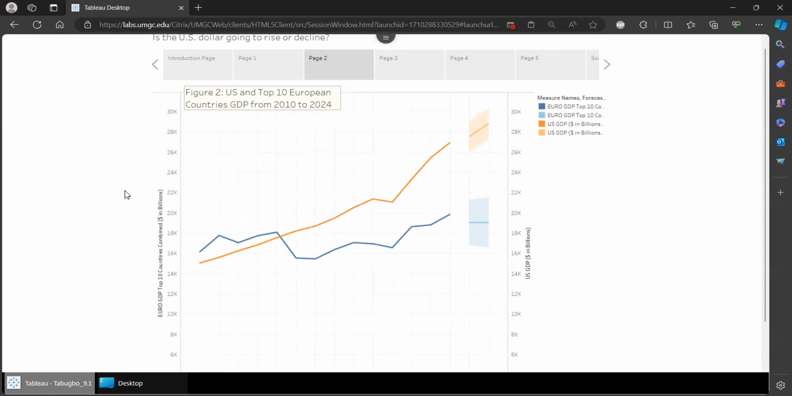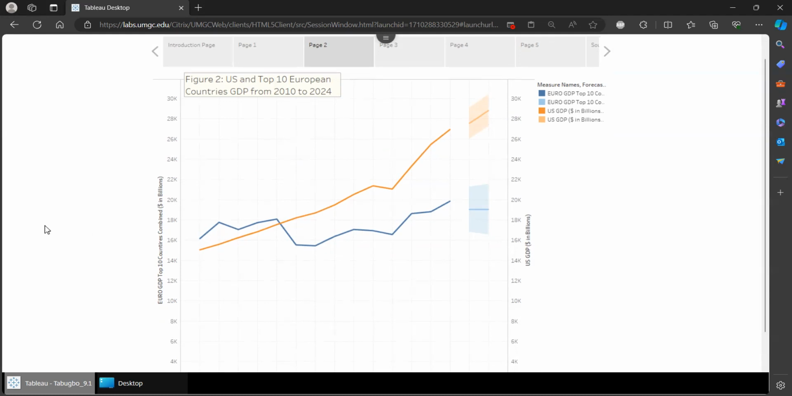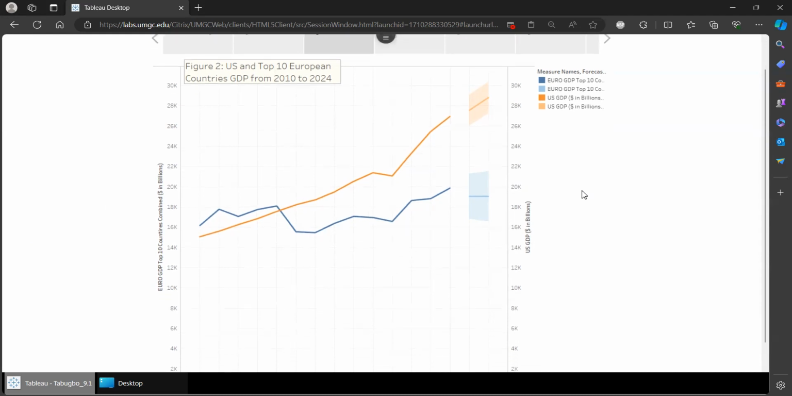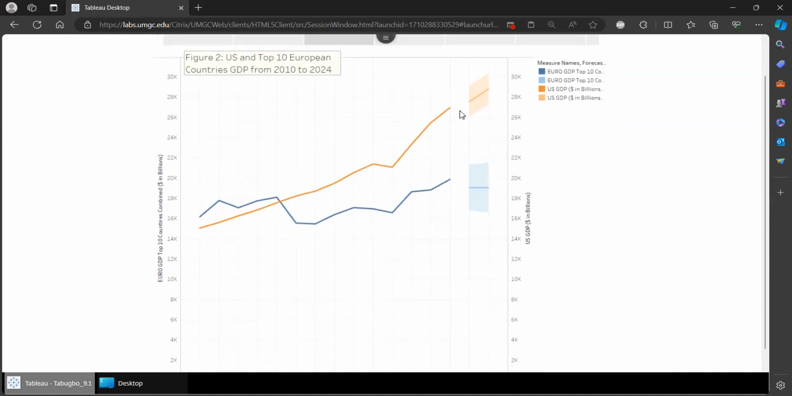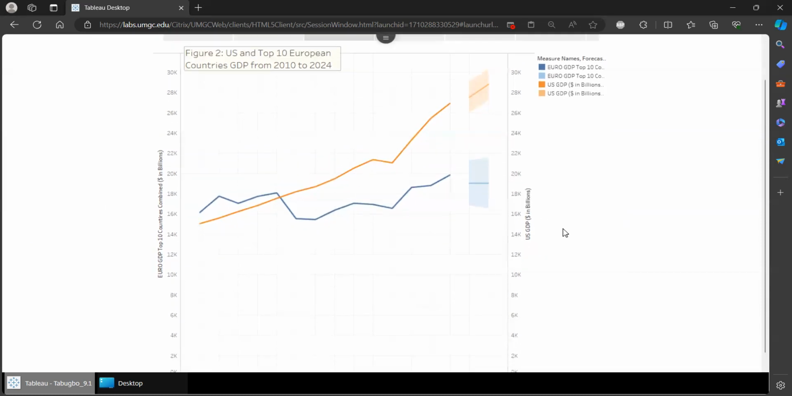So in this next graph, the US is compared to the top 10 European countries' GDP from 2010 to 2024. The US has an overall higher GDP than all these other countries combined, but the GDP itself isn't important at 26.9 trillion going into 2024 compared to 19 trillion going into 2024 for Europe.